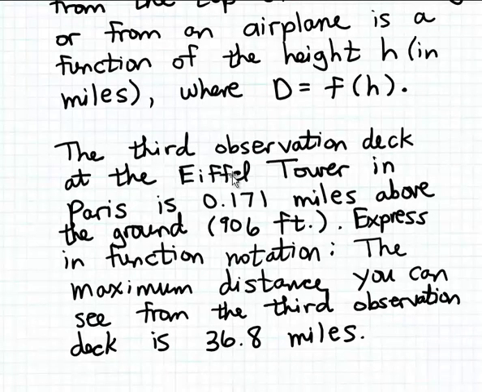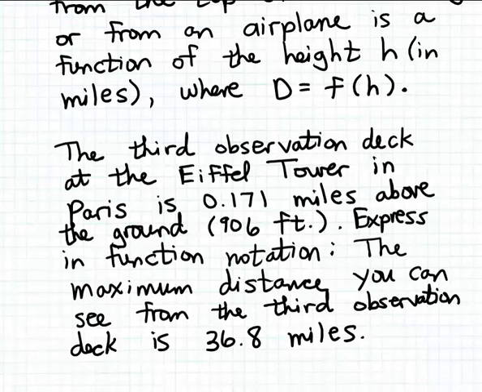So we're told that the third observation deck at the Eiffel Tower, the famous Eiffel Tower in Paris, it turns out that that is 0.171 miles above the ground, which is 906 feet. And what we want to do is express the following statement in function notation. The maximum distance that you can see from the third observation deck at the Eiffel Tower is 36.8 miles. So we're going to use our function defined in the previous paragraph here and function notation to express this statement in mathematical terms.